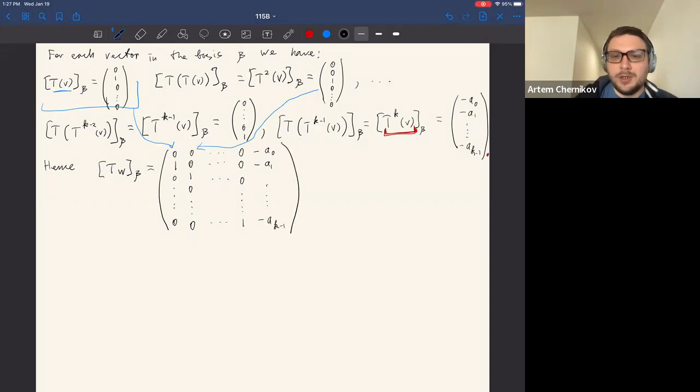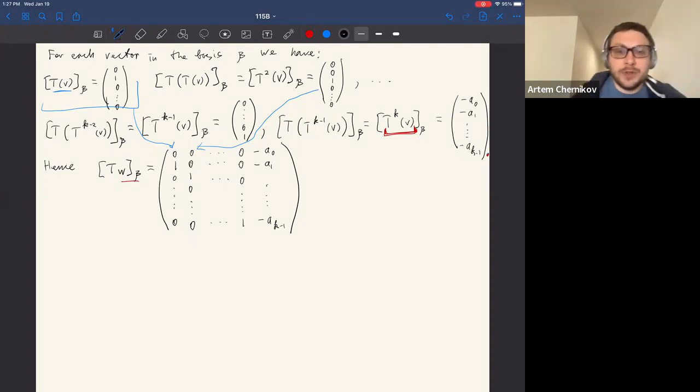Okay. So this way we can write the matrix representing T_W by calculating the coordinates for T of v, T of T of v, etc. So we calculated the coordinates of T applied to each vector in the basis beta, and then we just place them as columns. By definition, that's the matrix representing T_W with respect to beta. Okay. So everyone is cool with this part? Any questions so far?